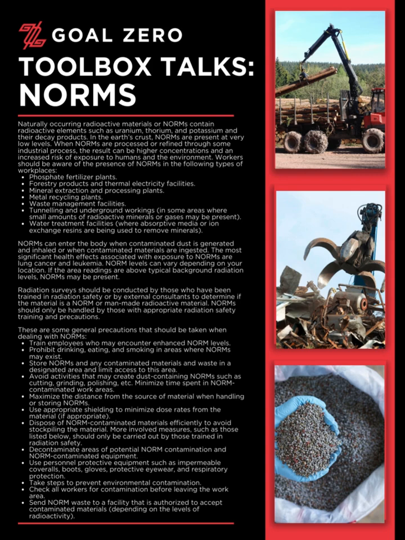More involved measures, such as those listed below, should only be carried out by those trained in radiation safety. Decontaminate areas of potential NORM contamination and NORM-contaminated equipment. Use personal protective equipment such as impermeable coveralls, boots, gloves, protective eyewear, and respiratory protection. Take steps to prevent environmental contamination. Check all workers for contamination before leaving the work area. Send NORM waste to a facility that is authorized to accept contaminated materials, depending on the levels of radioactivity.